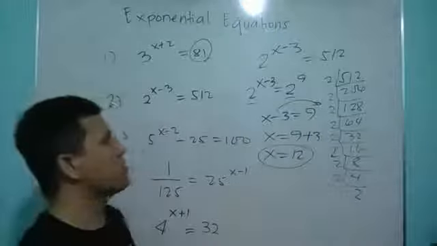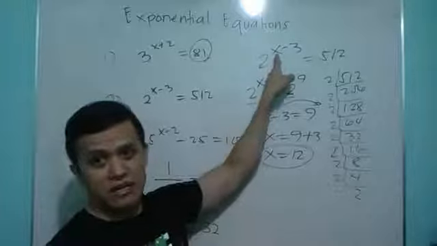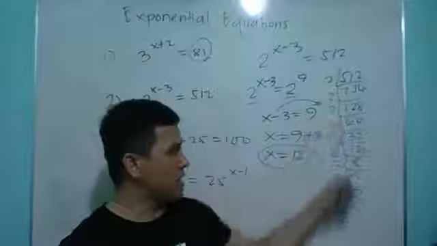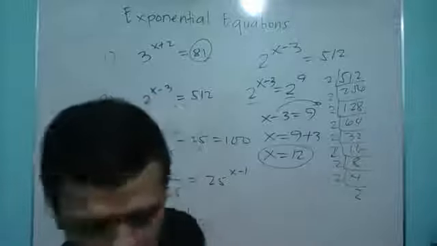Okay? There we go. If x is 12, then 12 minus 3 is equal to 9, and 2 raised to 9 is equal to 512, as we check it here. Right? Okay, so there we go. Next one.